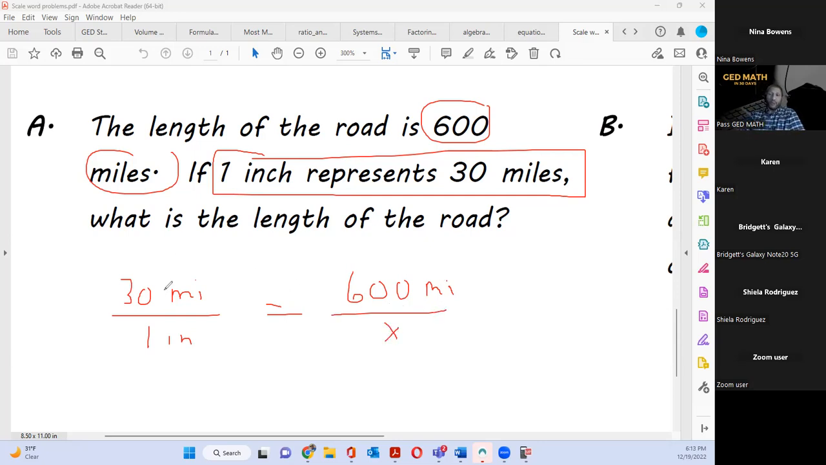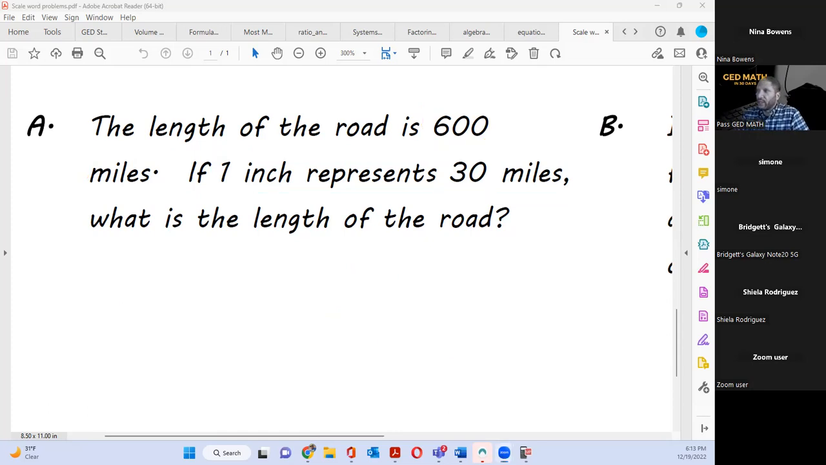What number do I have to multiply 30 by to get 600? 20. Whatever I do to the top, I do to the bottom. What's 1 times 20? 20. There we go, done. Now, I must change this up a little bit. This is too easy. You're not going to get a problem like this. What they're going to do is give you something like this.